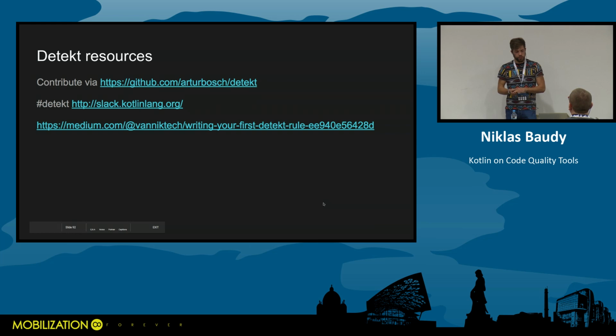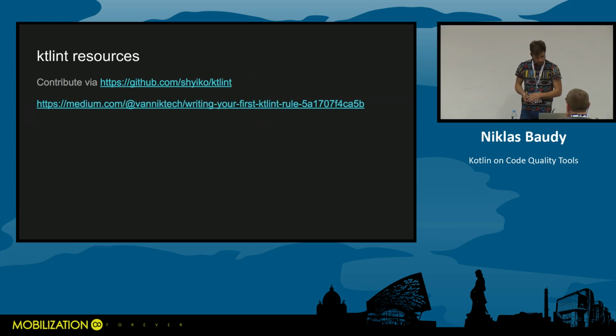Now, Detekt resources, it's open source on GitHub. You can also go and contribute there. What's also super nice is there's a Kotlin Lang Slack channel where everyone can go and join, and you can find everything about Kotlin there. And Detekt also has its own Slack channel there. And I've also written about writing your first Detekt rule on Medium.